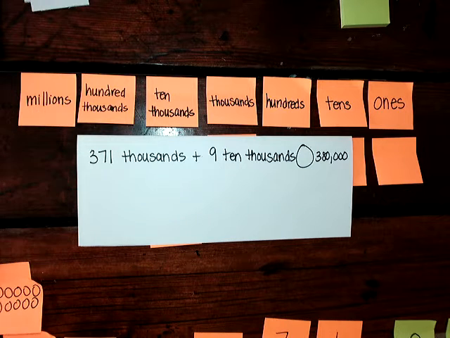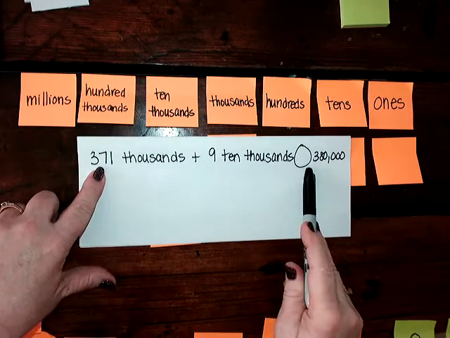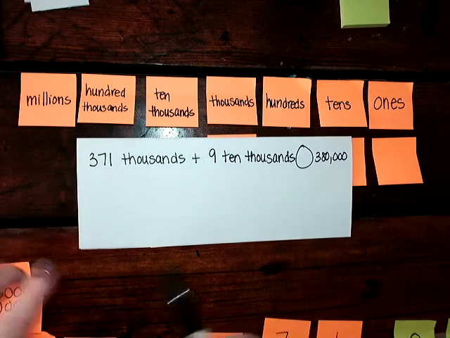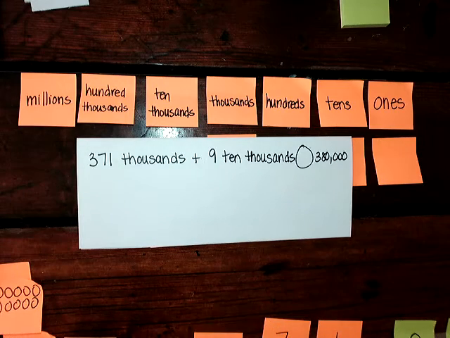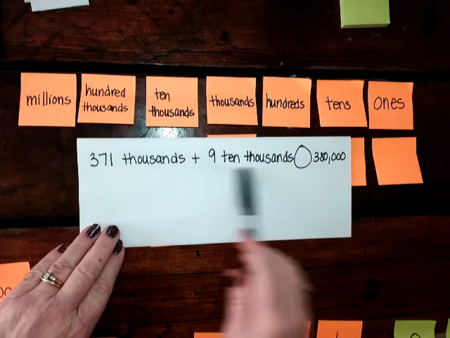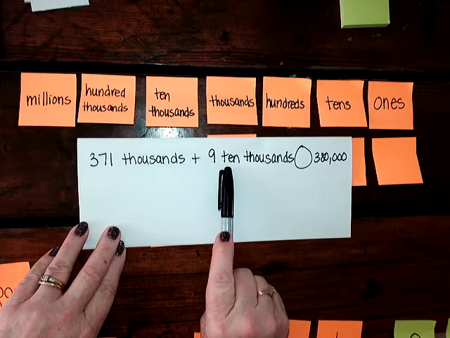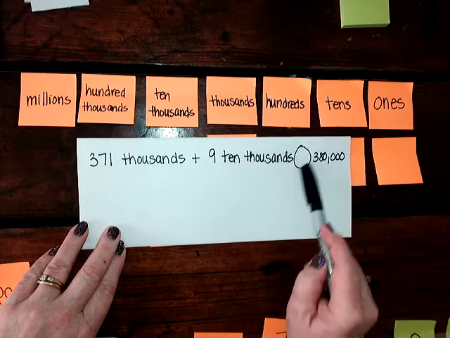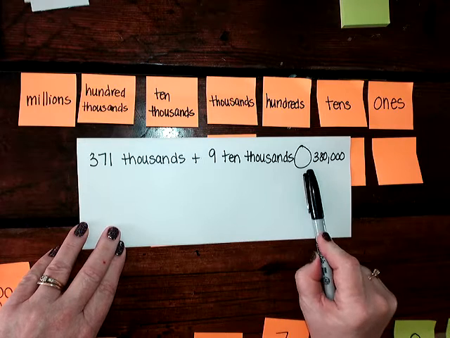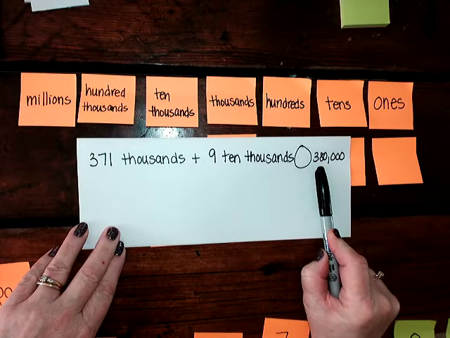Hi, fourth graders. One of the standards we were working on using our place value chart and looking at the values of numbers is being able to compare the value of one number with the value of another number. So I have a problem here, 371 thousands plus 9 10,000s, and they want to know, is it greater than, less than, or equal to 380,000?